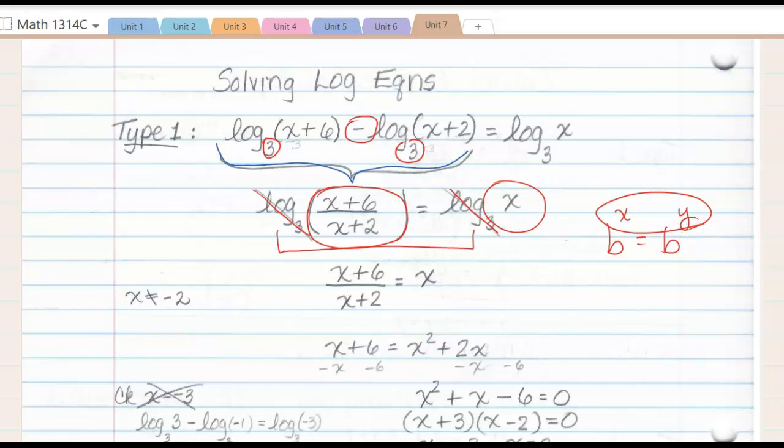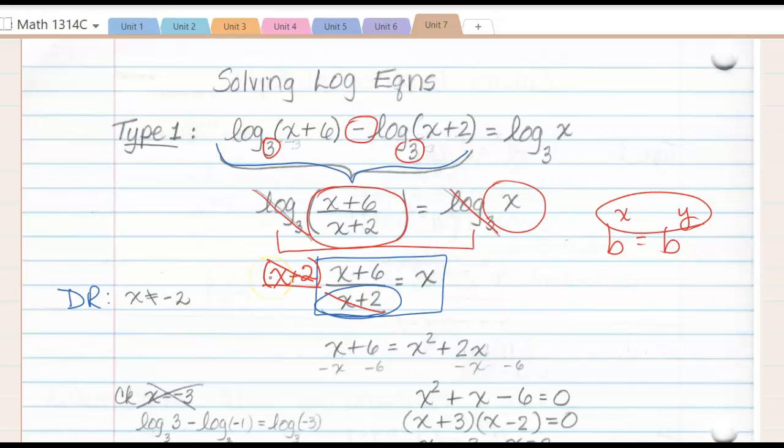Now our job is to solve this rational equation, and we know how to do that. First we look at our domain restrictions. In other words, x cannot equal -2 because that would cause our denominator to be 0 and our whole expression to be undefined. Then I'm going to multiply both sides by x plus 2 to get rid of fractions. On the left side, x plus 2 times the fraction x plus 6 divided by x plus 2, those factors go away and I just end up with x plus 6.